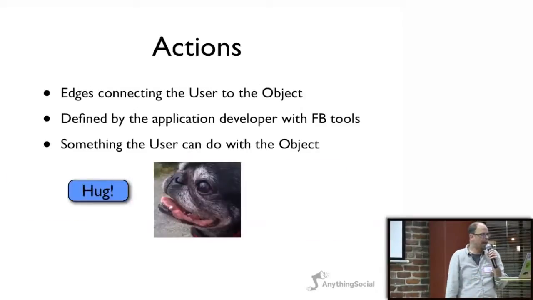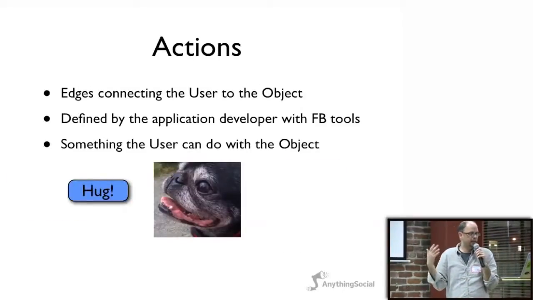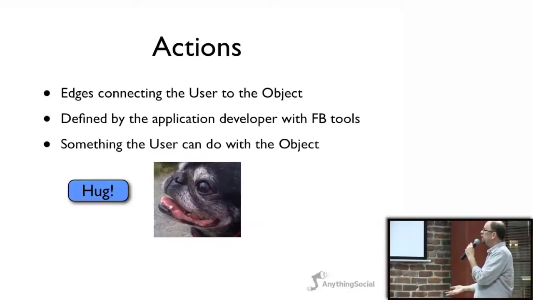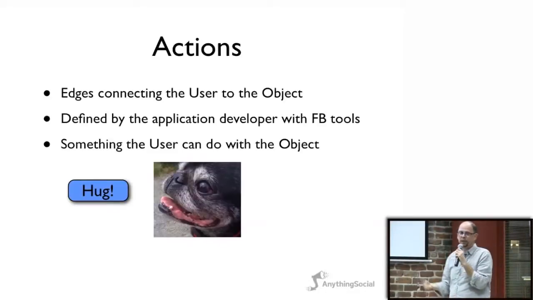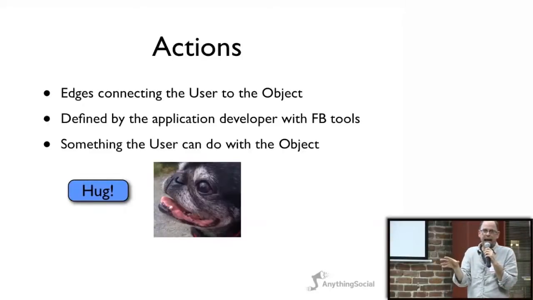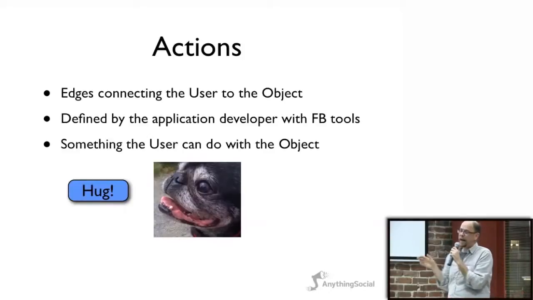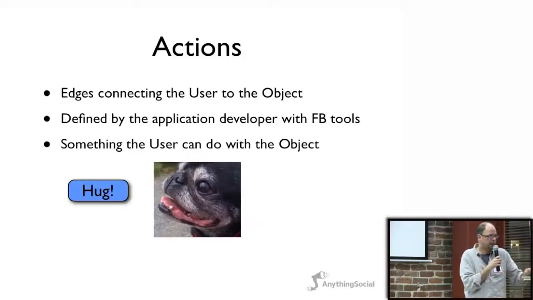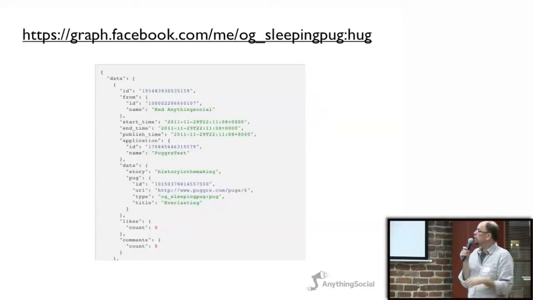Okay, so actions, what are actions? Again, verbs. But I like to think of them as edges connecting the user to the object, you know, in terms of a data structure. So again, these are defined by the application developer with the Facebook tools. There's no URL like there is for the object per se when you initially create the action. But once the user acts on the object, you're going to actually end up with an instance in the graph.